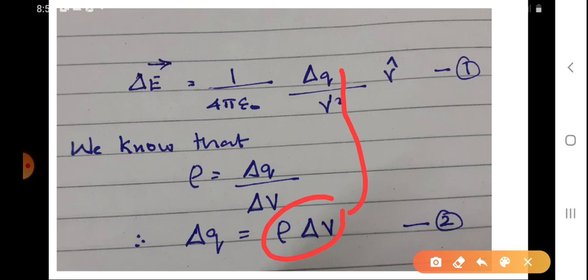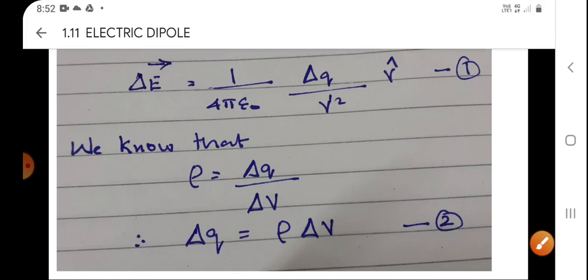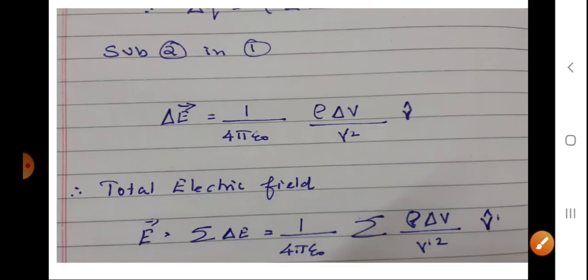Got it? That's all. So delta E vector is equal to 1 by 4 pi epsilon naught. Instead of delta Q, I write rho into delta V by R square into R cap. Well, now after substituting that, I get this equation.